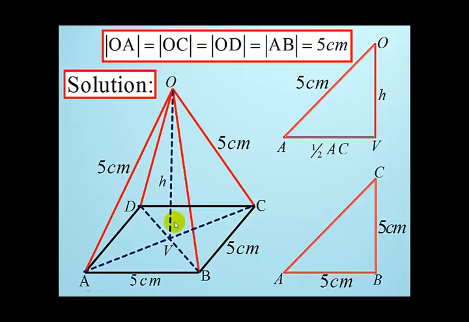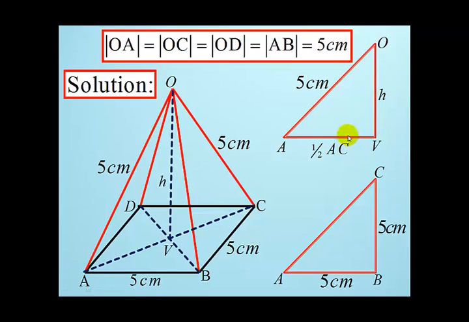Now, how do we find the height of the pyramid? So we have to consider first the triangle OAV. OA is 5 centimeters. AV is half the distance AC. And OV is the height. That is what we are calculating for.